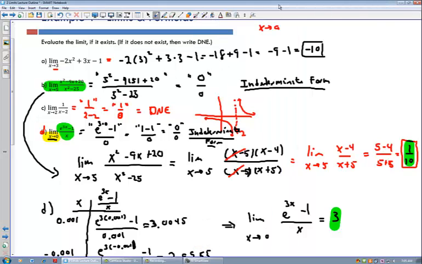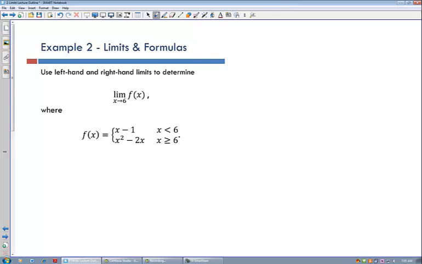All right, let's look at the next problem. So we want to work with some left-hand and right-hand limits. We want to use the left-hand and right-hand limits to determine what this limit is equal to. So let's take a look.